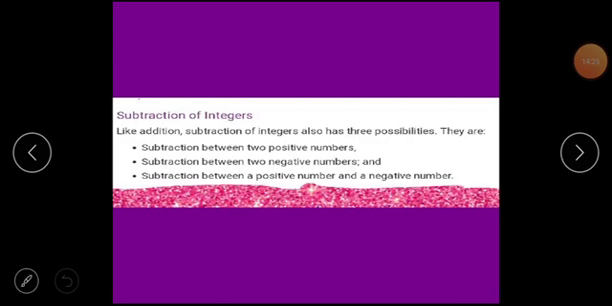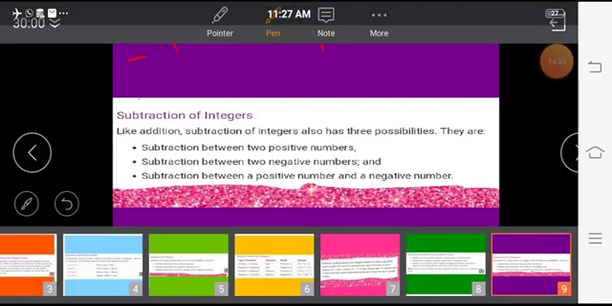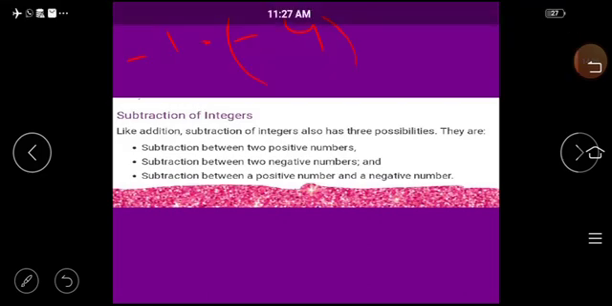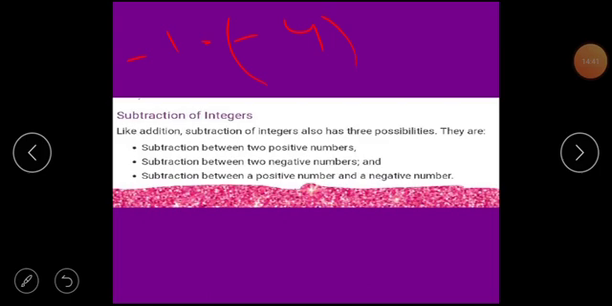For example, I can subtract two numbers if I am taking here minus 1, minus 4. So we can subtract two negative numbers. Third one is subtraction between a positive number and a negative number. Means we can also take one positive and one negative number and we can subtract these two numbers. So these are the rules for the addition and subtraction.